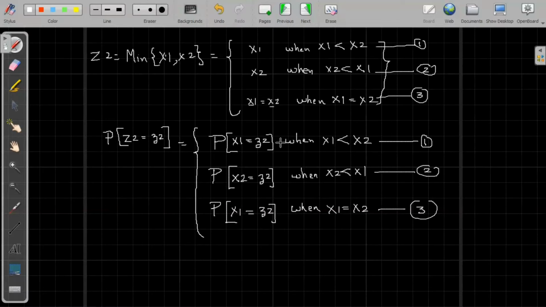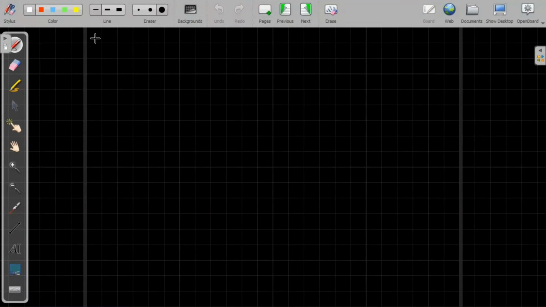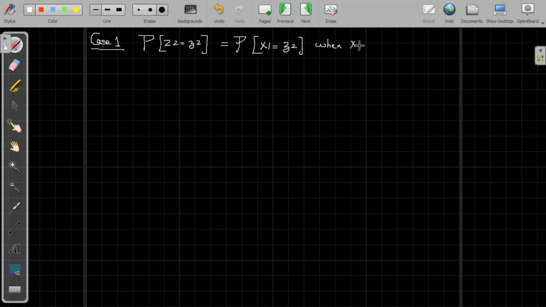So let's see the first case now. Case 1: the probability that z2 is equal to small z2 is equal to the probability that x1 is equal to z2 when x1 is less than x2. So this is the first case.